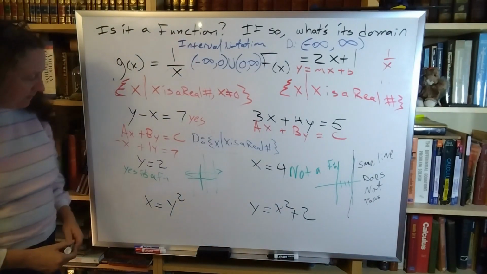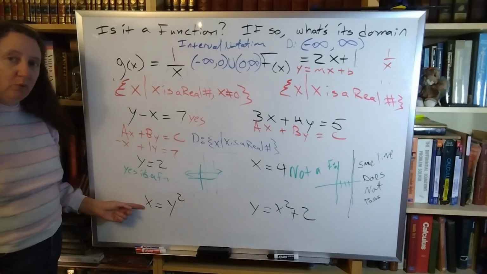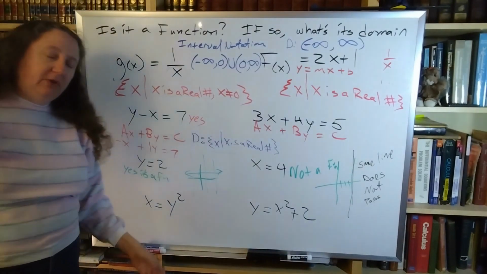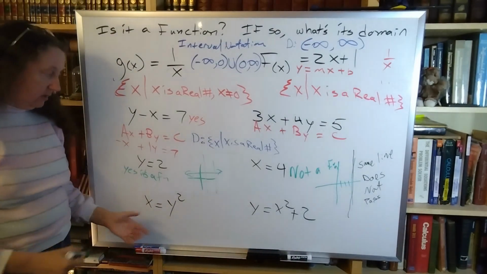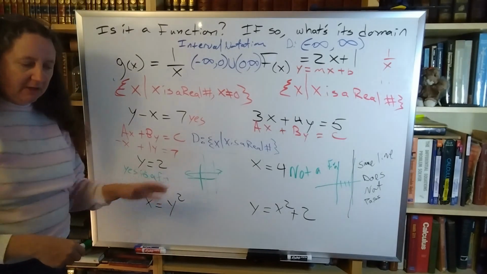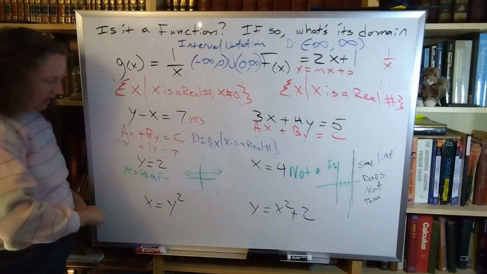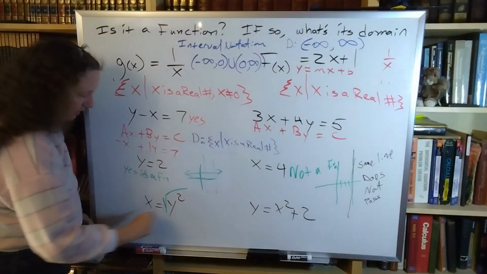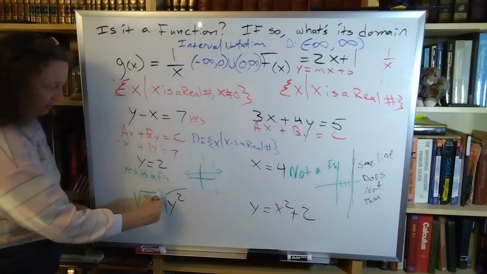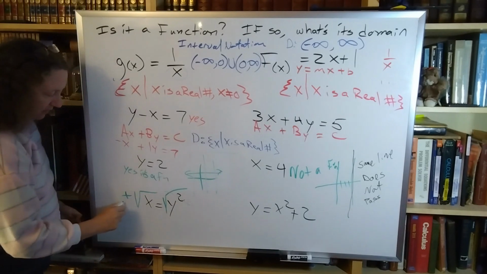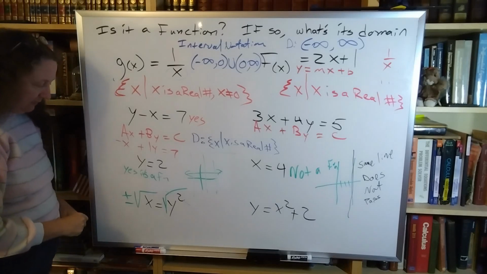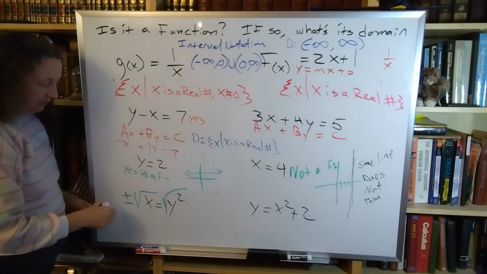Moving over to this one. X equals y squared. So if I were to try to solve this for y and make it look like y equals mx plus b or some other type of function notation, I would be taking the square root of that and taking the square root of that. Problem is, when you take the square root to cancel the square out, you have to include both the positive and the negative square roots.